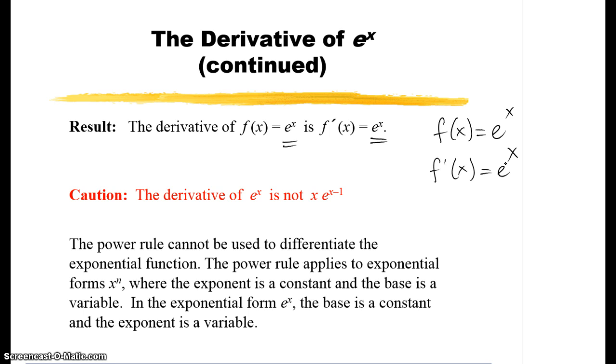Now, be careful. There is, in big red letters here, it says caution: the derivative of e to the x is not x times e to the x minus 1. It is not.